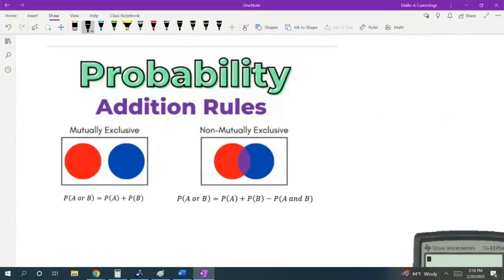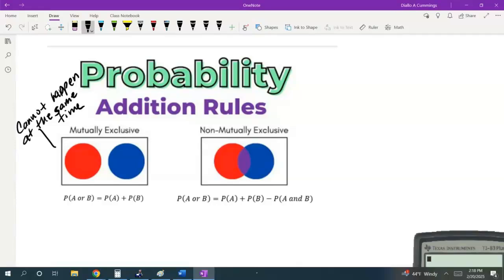So if we take a look at the probability addition rules, we see for events that are mutually exclusive, this means that the events cannot happen at the same time. If our question fits this particular mutually exclusive condition, then the probability of A or B will equal the probability of A plus the probability of B.